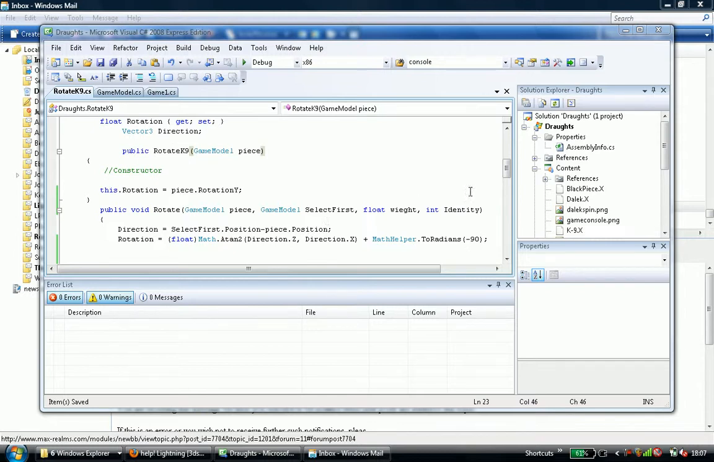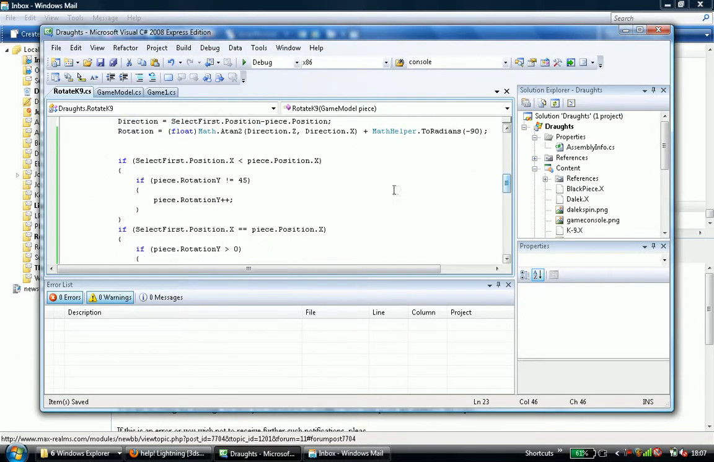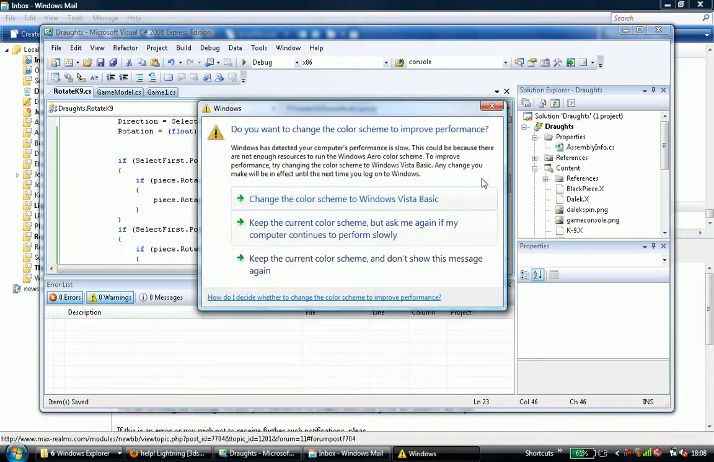I'm not actually using these two lines now, even though they're still in the program. I solved it by actually checking for the position of X. I realised that my pieces could only rotate in 45-degree angles, because basically that's all they can move. They can only stay on the black squares. So if my piece position is different to my selection position, if it's lower, it rotates by 45 degrees. If it's level, it rotates back to 0 degrees.